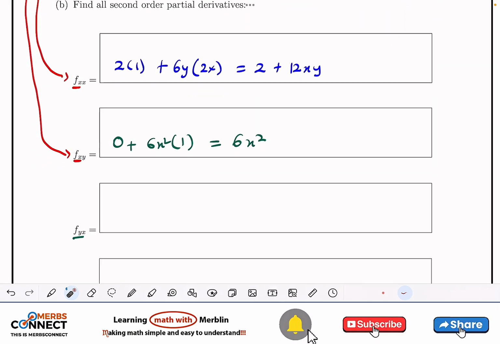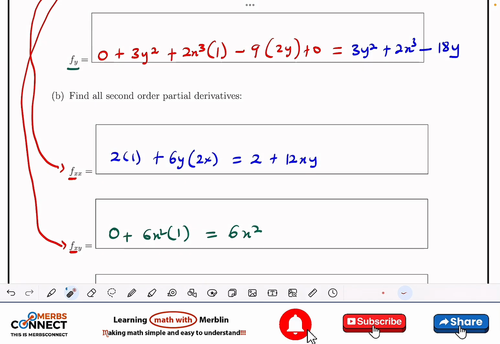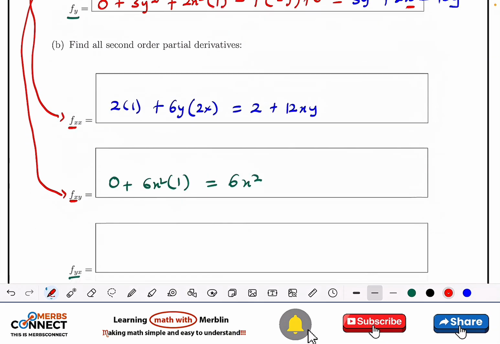Right? So now we are differentiating f_y with respect to x. So we want to differentiate this with respect to x. What are the x terms? We just have only x here. So it means that when I differentiate this, I'll get 0. When I differentiate this, I'll get 0. So let's do it. Then I'll put the answer down here.